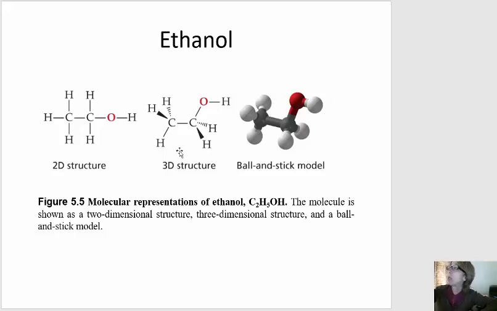Here's another common alcohol, ethanol. So eth means 2 carbons and it ends in -ol, so it's an alcohol. And this is the type of alcohol that's found in alcoholic beverages, and it's also the alcohol that is added to gasoline. So the ball and stick model gives us a better sense of how this molecule actually looks in 3 dimensions, and it also clearly indicates this bent angle between the oxygen and the carbon and the oxygen and the hydrogen.